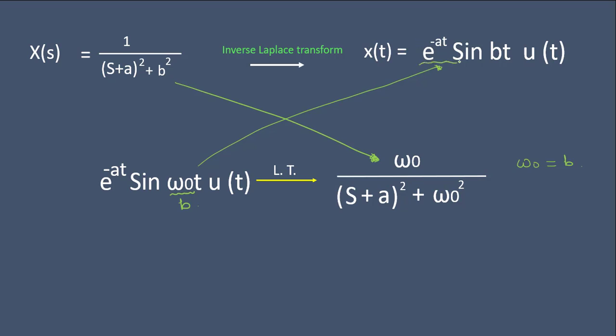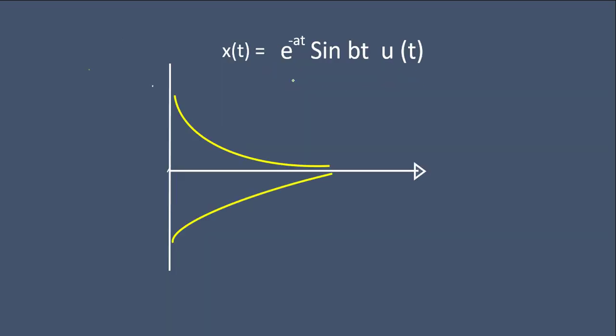Now our aim is to draw this signal e raised to minus at sine bt u of t. Now I have e raised to minus at. We know this is an exponentially decaying signal. So I have drawn the yellow line which shows this is your e raised to minus at u of t signal. And this is the mirror image of e raised to minus at u of t. Now we have to draw sine bt. So we have to draw a sinusoidal signal in this exponential signal. So it will be something like this.